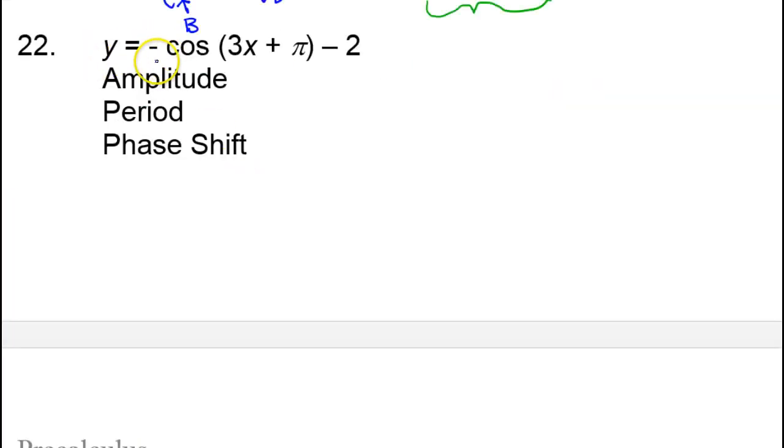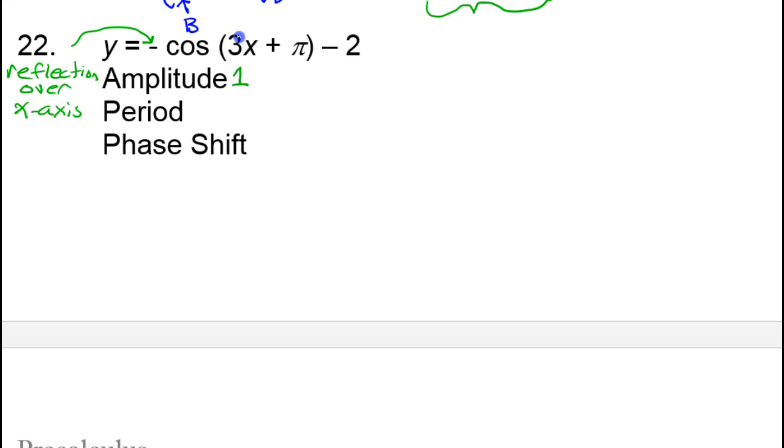Okay, number 22. This negative sign right here is going to be a reflection over the x-axis. So let me just make a note of that. This is going to be a reflection over the x-axis. Bam. Okay, however, the a value is negative 1, so the amplitude is still going to be 1.